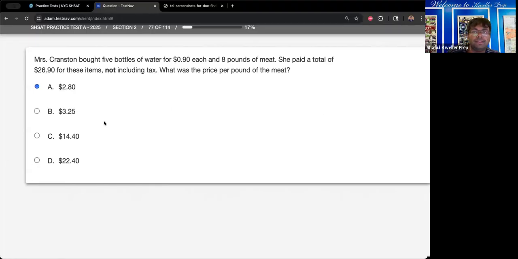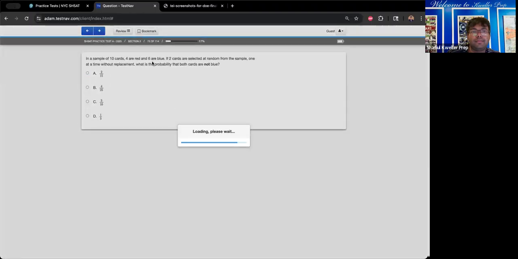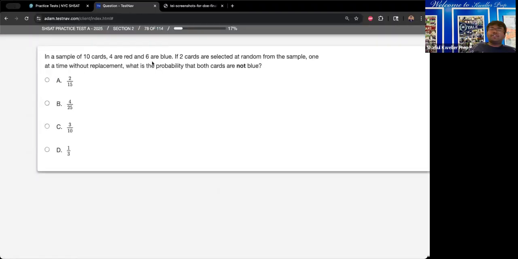Yeah, let's go to the next one. A sample of 10 cards, 4 are red and 6 are blue. 2 are selected at random from the sample, 1 at a time without replacement. What is the probability that both cards are not blue? If they're not blue, that means they're red. So the first probability is 4 out of 10, 4 red cards out of 10, and then it says without replacement. So that means it's going to be 3 out of 9.